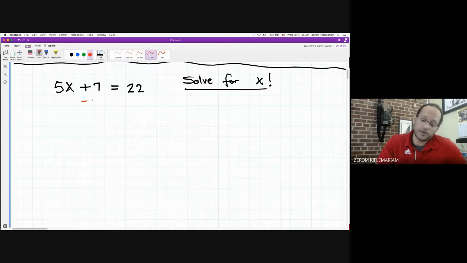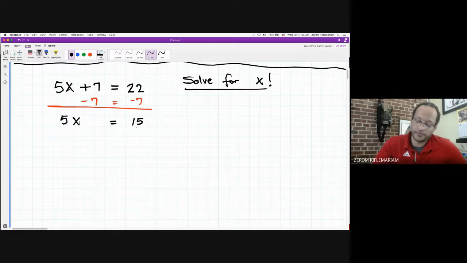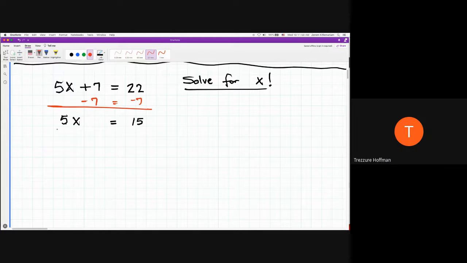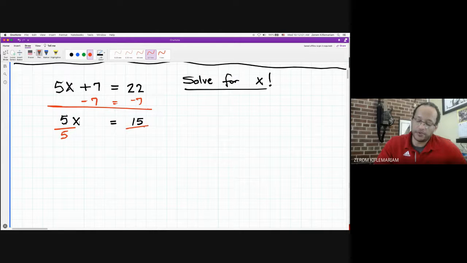There you go. So take away 7, equally from both sides, and then what do we do? You can divide both sides by 5. I can read the chat also, so if you want to write something, I can always see that. So we have x is equal to 3.